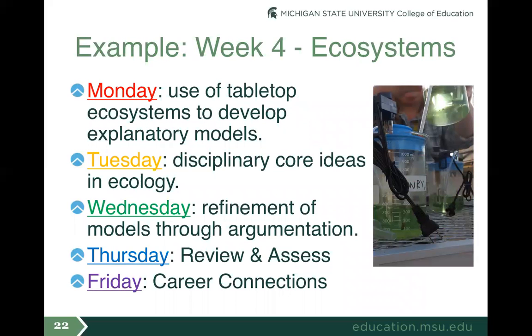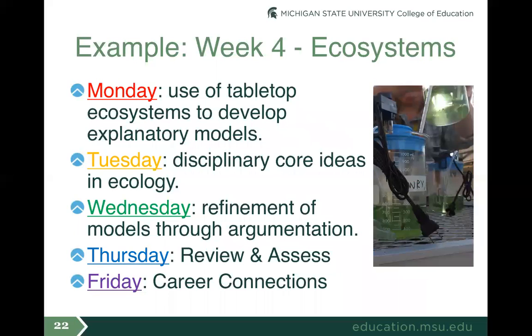So as an example, we talked about our week 4 ecosystems unit. On day 1, they come in and they have a tabletop ecosystem, which you can see a picture of here on the right. These are consisting of saltwater, algae, brine shrimp, and bacteria. And so we use this as a model of an ecosystem, and it is in fact an ecosystem, but it's a very simple one. It's one where we only have one producer and one consumer and one category of decomposers being the bacteria.